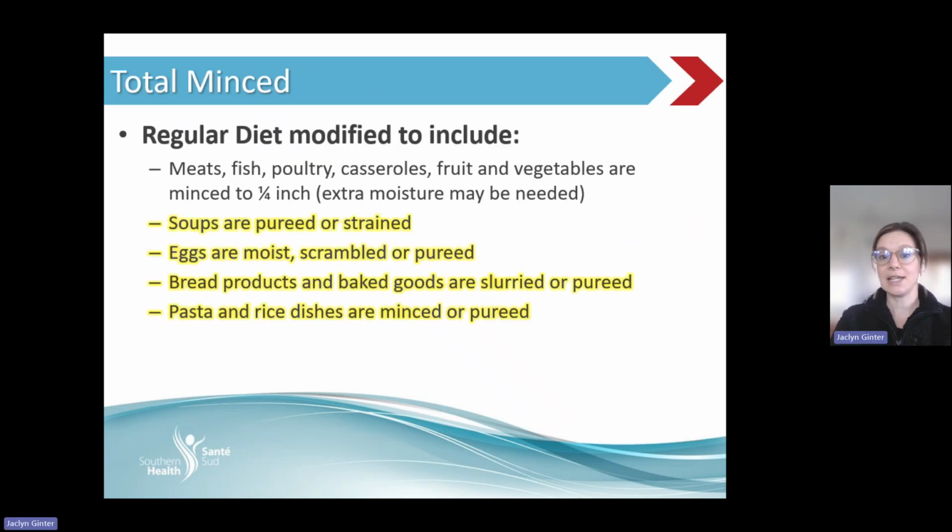Meats, fish, poultry, casseroles, fruit, and vegetables are minced to that 1/4 inch size. Extra moisture might be needed. Soups are pureed or strained. Eggs are moist, scrambled, or pureed. You would not serve a hard-boiled egg on this diet. Bread products and baked goods are slurried or pureed, and pasta and rice dishes would be minced or pureed.